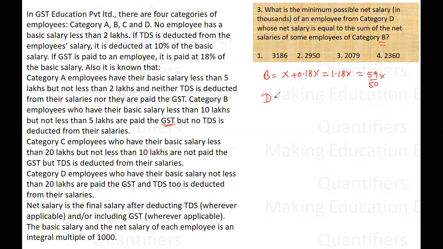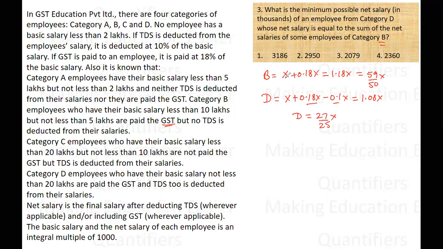On the other hand, for the category D, let's say the basic is X, and as we did in the previous slide, they are getting GST of 0.18x and 0.1x is deducted. So net they are getting 1.08x. This one is the GST paid, this one is the TDS deducted. This is the net salary of the employees of D. If I simplify it, it will be 27 by 25x.